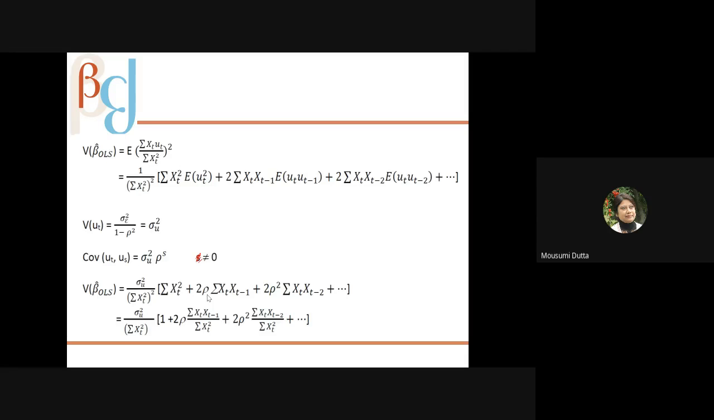Now for calculation of variance of beta hat OLS, the formula is... I hope by this time you are understanding this is actually expectation of beta hat, which has been substituted by beta, because already I proved beta hat is an unbiased estimator of beta. Now beta hat minus beta, that is summation xt ut divided by summation xt square. So in place of beta hat minus beta, I'm putting this value.